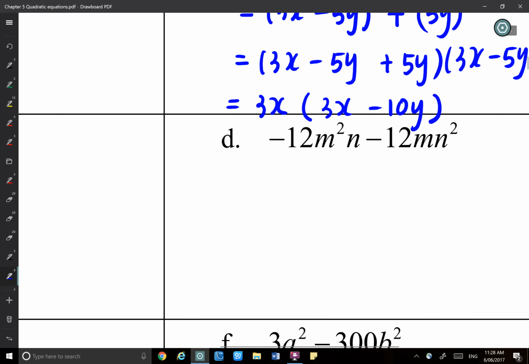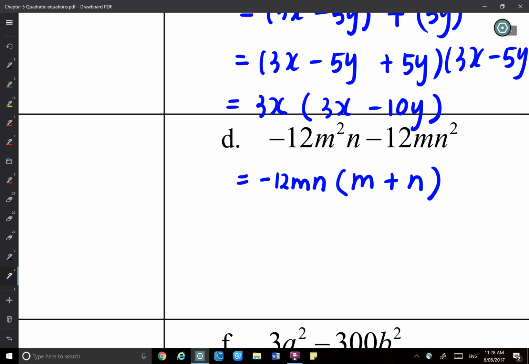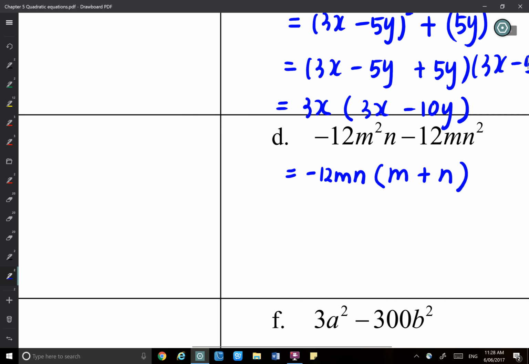Okay, for D, it's the same. Common factors, they look pretty much the same. Minus 12mn will be the common factor. You have 1m, 2n, so it will be 12mn. Therefore, you have m in this one plus n in this one, because when you expand, think about when you expand, you have minus 12mn squared. So those two will be taking common factors.